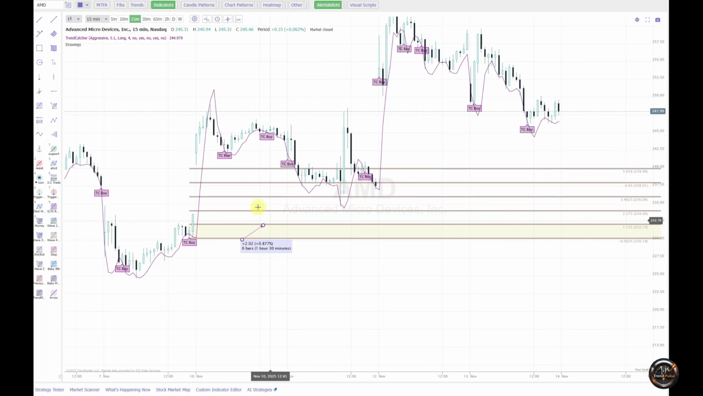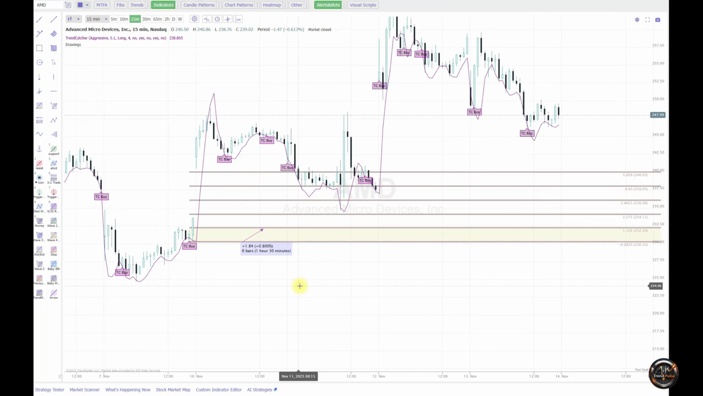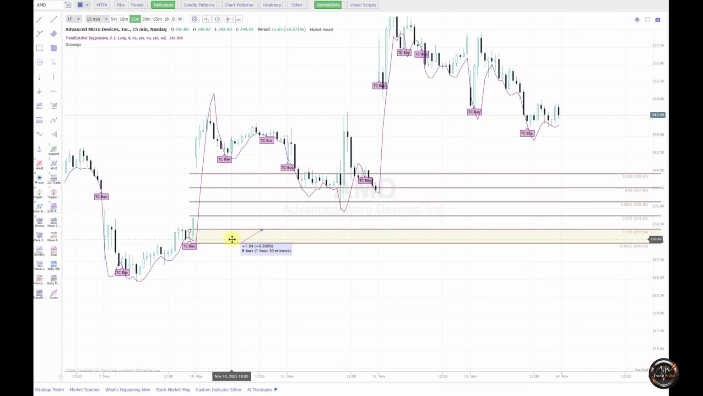My risk here is $2.02. So what does that mean? It basically means that I'm willing to risk $2 per share for every trade. So if I'm willing to risk $100, that means I can buy 50 shares. So I would enter 50 shares into this trade with a maximum loss of $100. And again, this is an approximation just for example purposes.